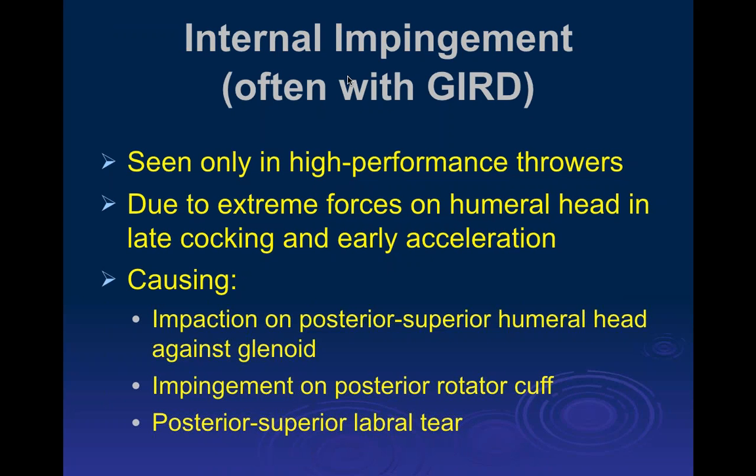Now, another form of impingement called internal impingement is often seen with high-performance throwers. There's a lot of controversy to this. This is often associated with GIRD, which is glenohumeral internal rotation deficit. And with this, we're really just talking about high-performance athletes, primarily pitchers and throwers. It's probably due to extreme forces on the humeral head in the late cocking and early acceleration phase of throwing, causing impaction of the posterior superior humeral head against the glenoid, impingement on the posterior rotator cuff, and posterior superior labral tear.